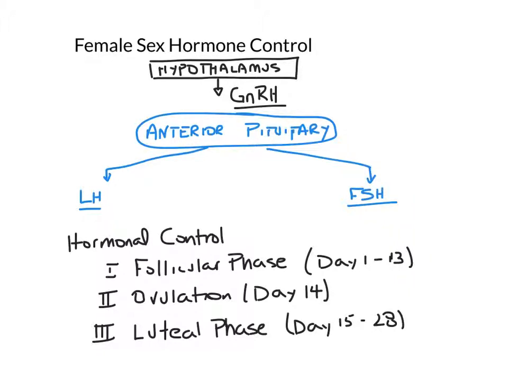So when you look at the hormonal control in females, it's typically following the standard 28-day cycle. Okay, and so the first part of the cycle, we have the follicular phase. And then the second phase is the ovulation, which is day 14. And the third phase is the luteal phase. Let's start by looking at the follicular phase.